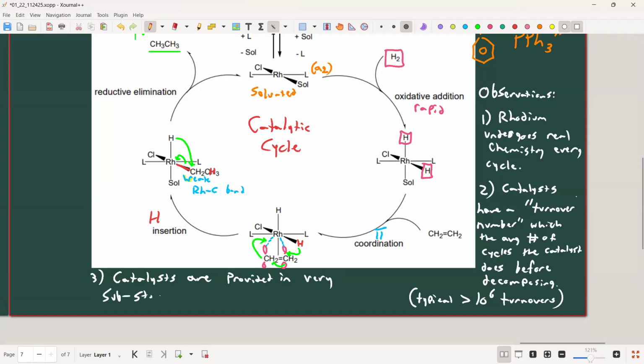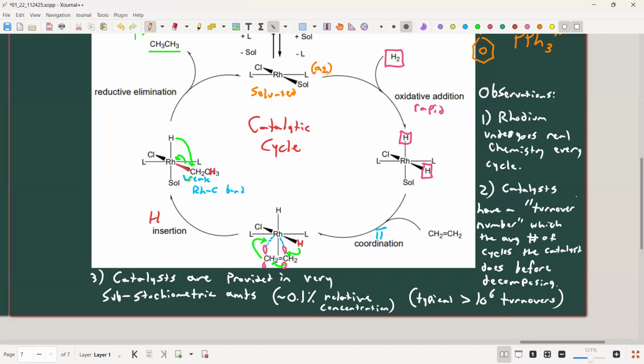Sub-stoichiometric amounts. In fact, you would say that a good catalyst, you would probably want something like 0.1% relative concentration of the catalyst to the substrate. So if you've got 100 milligrams of some reactant, you're doing pretty good if all you need for your catalyst is the equivalent of half a milligram. You have to deal with moles here, not grams.